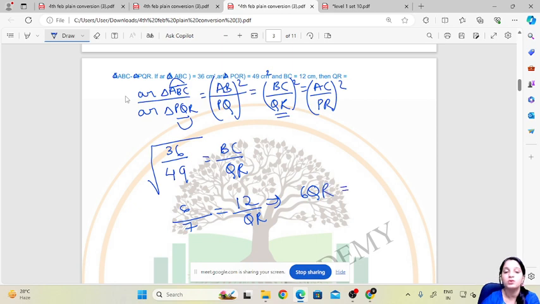6 QR equal to 12 into 7. Now QR will be equal to 12 into 7 upon 6. 6 2s are 12. It is 14. QR is 14.